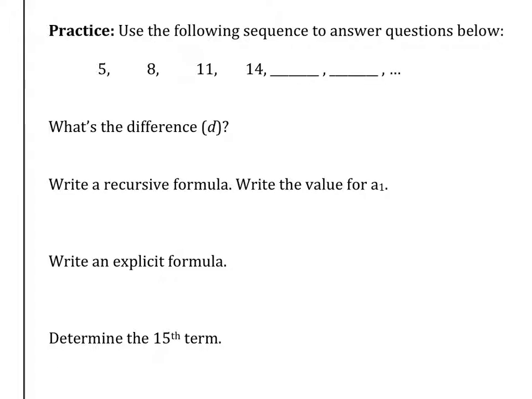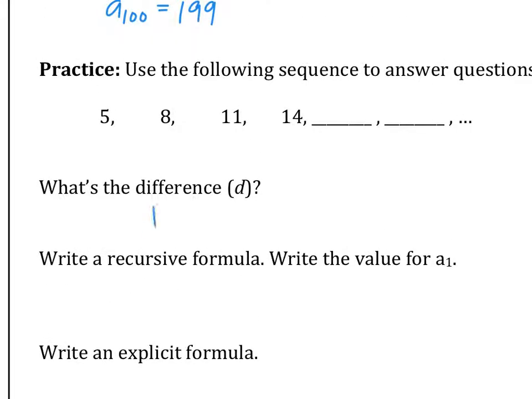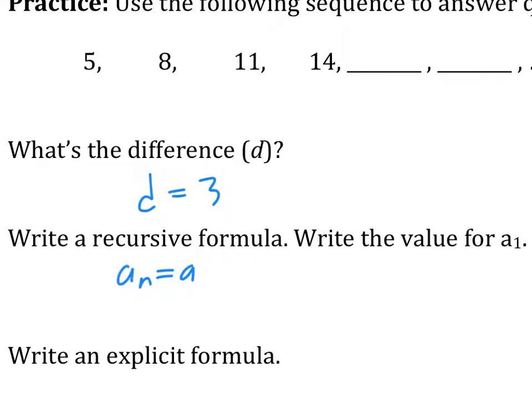Okay, let's start from the left-hand side. Nathan, what is the difference? D is 3. Good. Sally, what is the recursive formula? An equals An minus 1 plus 3. Okay, n minus 1 is just a term number. It is not telling you to subtract 1 from anything. It's just the term number. And then A1 is equal to 5. Good.